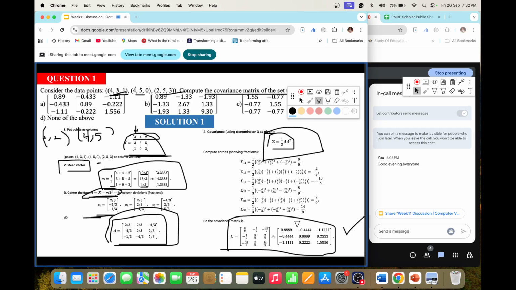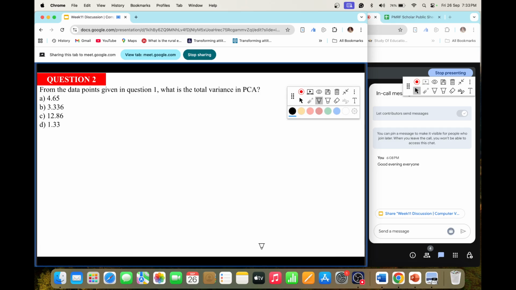So the answer is 0.889, minus 0.443, 1 point. I think option A is the correct answer. So this is how you have to solve it for PCA. This is the first step of PCA. After this step, what you have to do? From this covariance matrix, you have to find the eigenvector and eigenvalue. Eigenvalue is nothing but your variance for each eigenvector, and eigenvector is nothing but your principal components. So that is how you have to do it.